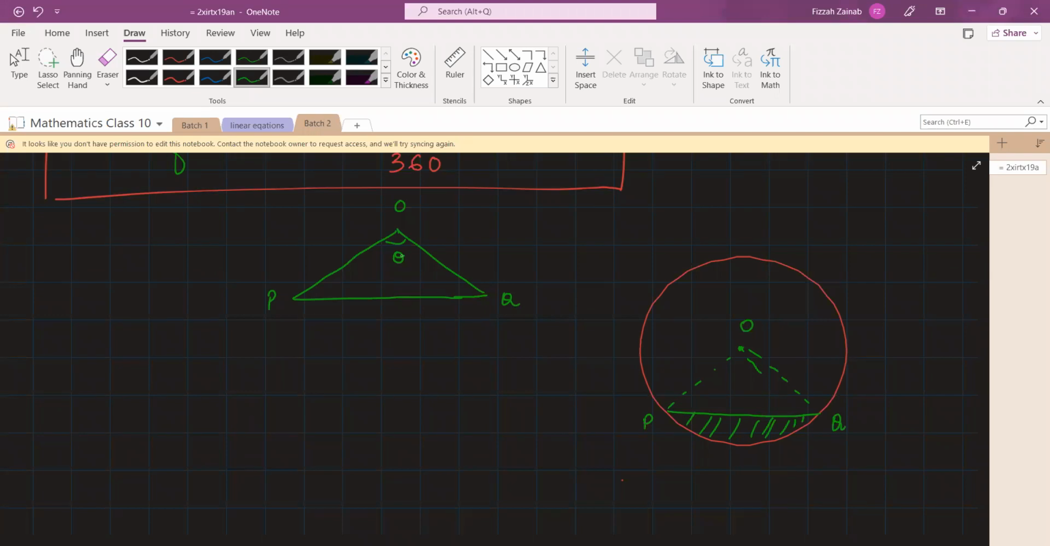You will be given the radius, let me call it R. I'm not putting any numerical value. So you know the R and you know the theta, right? And the formula you know is half into base into height, correct? So you don't know the base, you don't know the height. That's the problem, right?